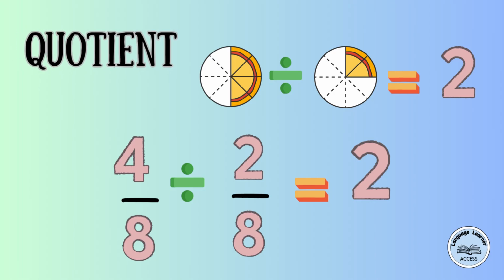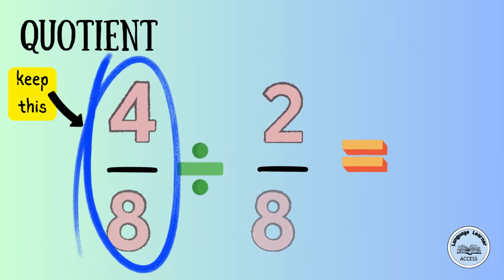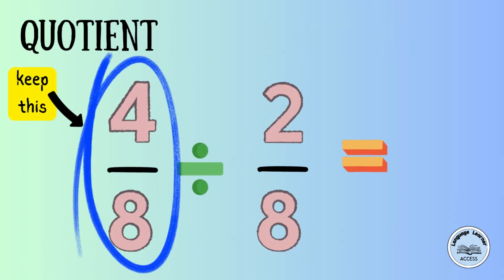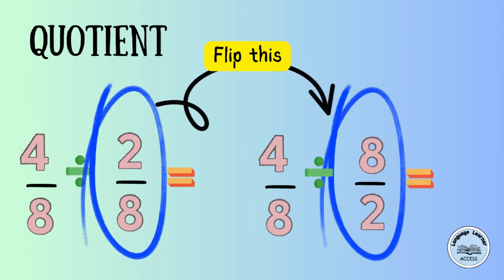To divide fractions, there are 3 simple steps to follow. This method of dividing fractions is called keep, flip, change. First, you keep the first fraction. In our case, we keep 4/8 as is. Then we flip the second fraction. In our example, 2/8 becomes 8/2.